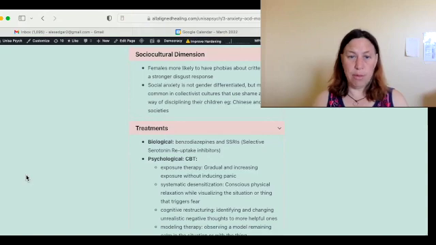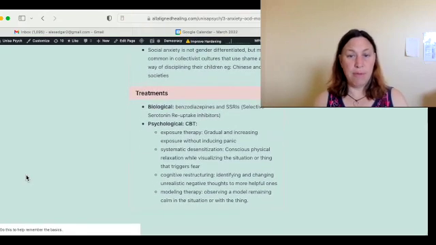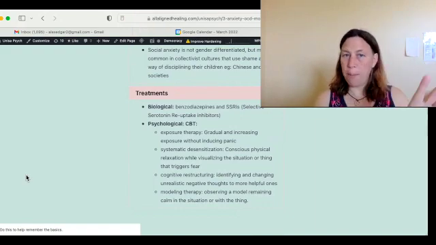To helpful ones. Modeling therapy. Very effective. Observing a model, remaining calm in the situation or with the thing. See, that little girl is friends with the dog. Okay.